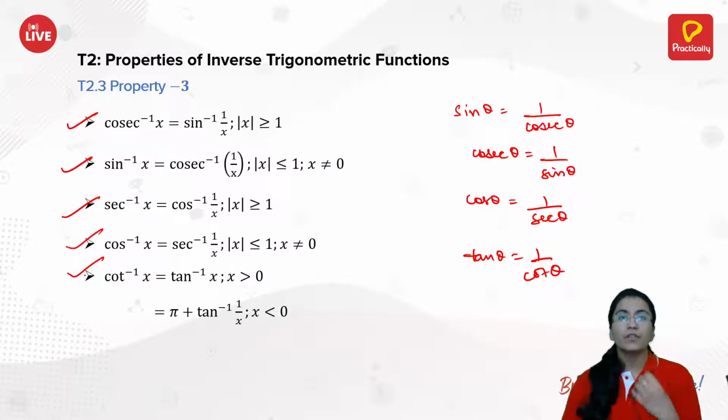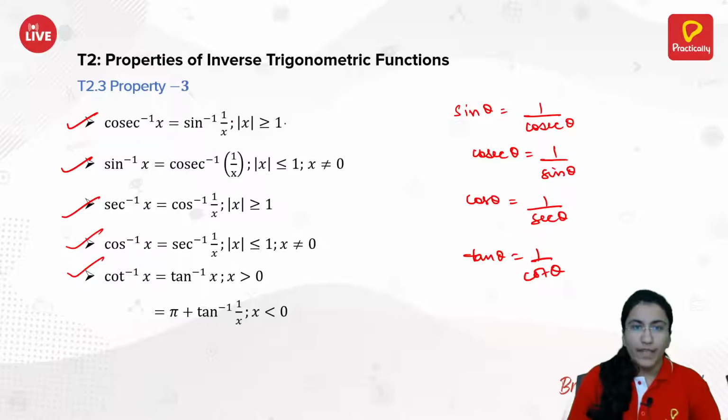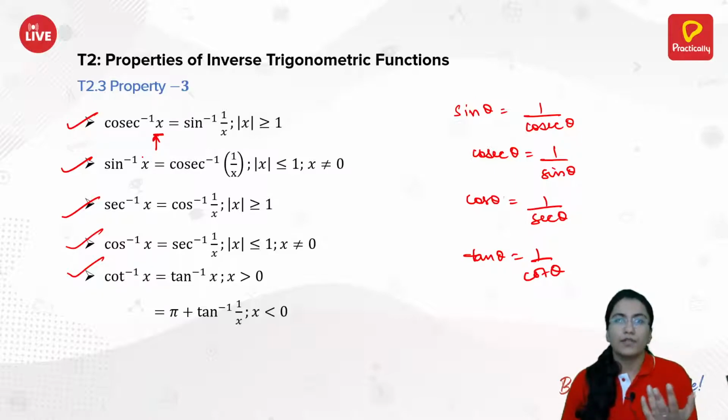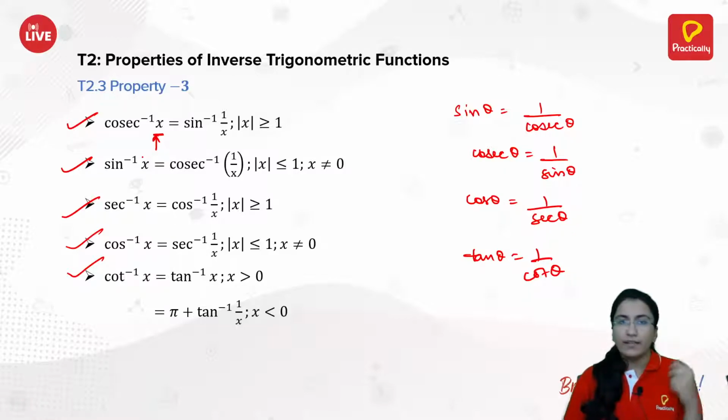But how will you write the constraints over x, right? If you are supplying the x value to cosecant inverse x, that means x value must be according to cosecant inverse x, and cosecant inverse x has its domain as absolute value of x greater than or equal to 1. That means you have the constraint as absolute value of x greater than or equal to 1.